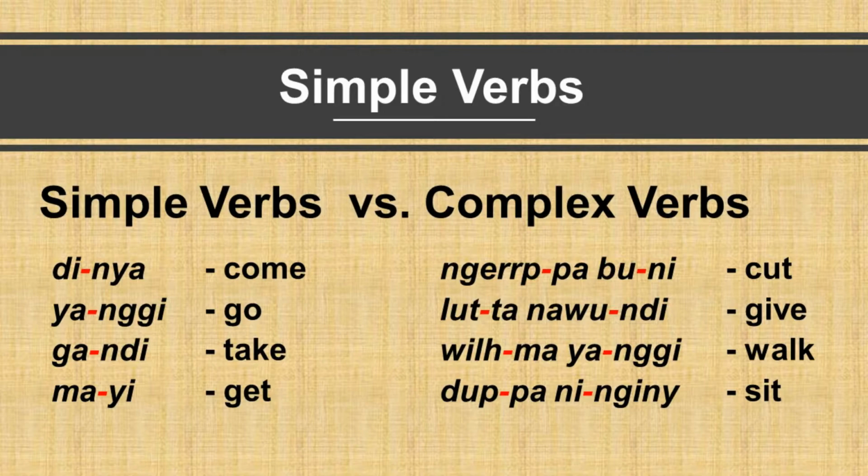A Wagiman speaker would not say the verb for take is ga. That doesn't exist, because ga is just the root itself. And you need to stick a lot of things around to get it working.